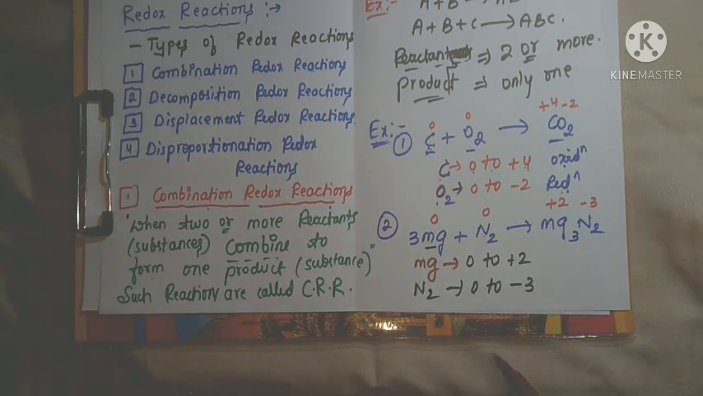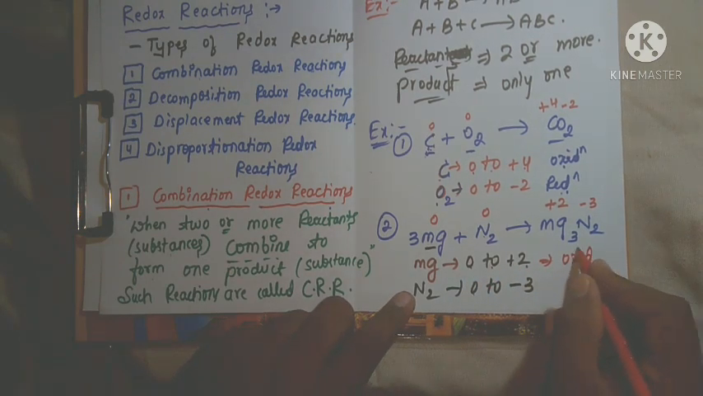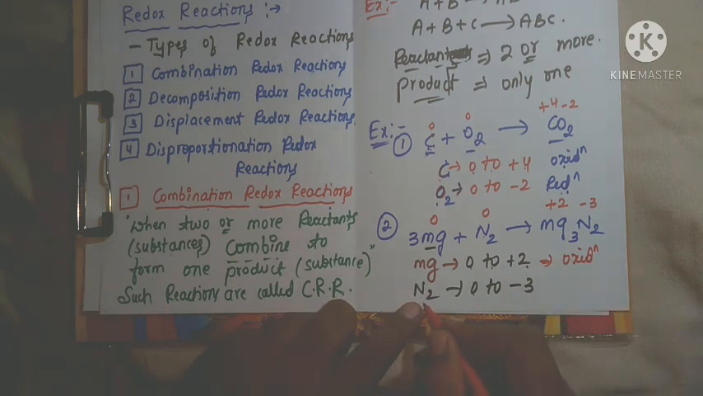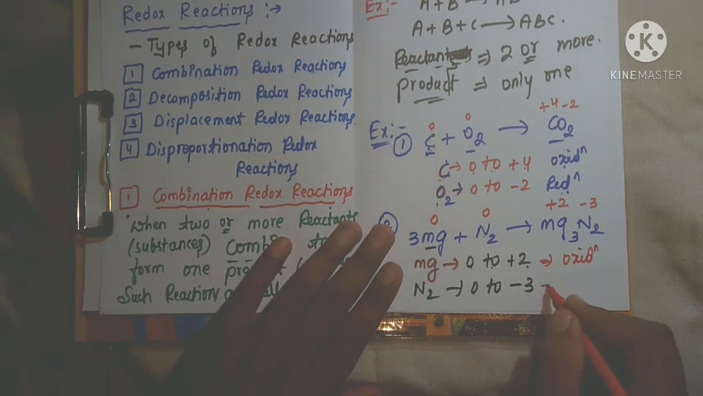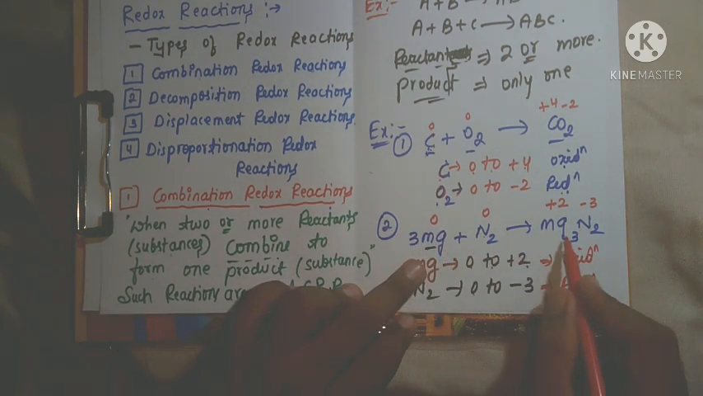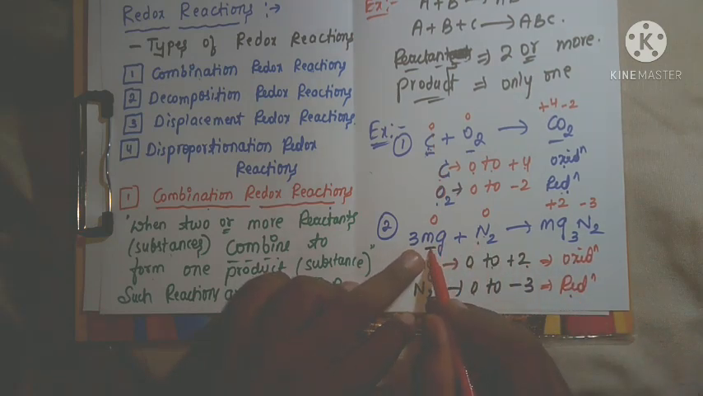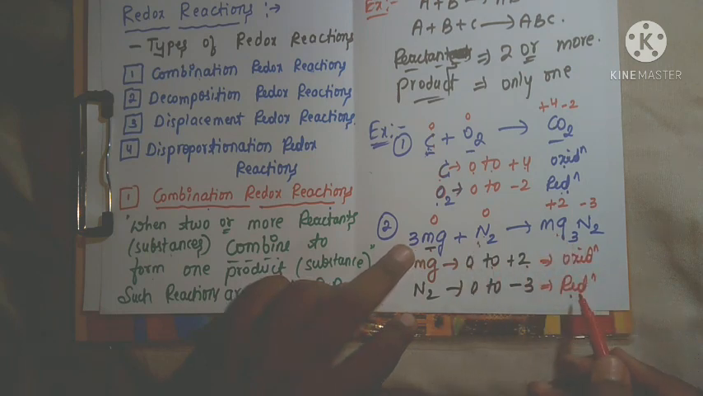If you check here, magnesium's oxidation number is increasing from 0 to +2. Therefore magnesium undergoes oxidation. Already I told you, an increase in oxidation number is called oxidation and a decrease in oxidation number is called reduction. Whereas nitrogen's oxidation number is changing from 0 to -3, that is, decreased, so it is undergoing reduction. In this second reaction, magnesium undergoes oxidation and nitrogen undergoes reduction.